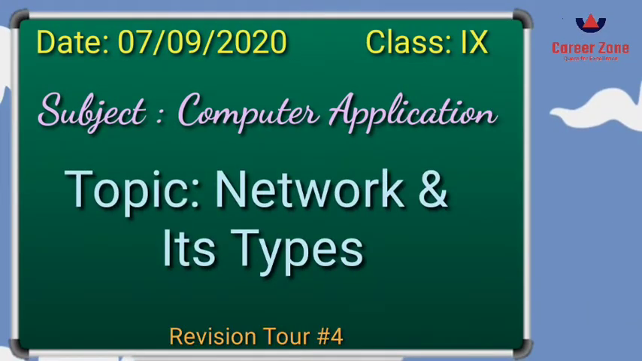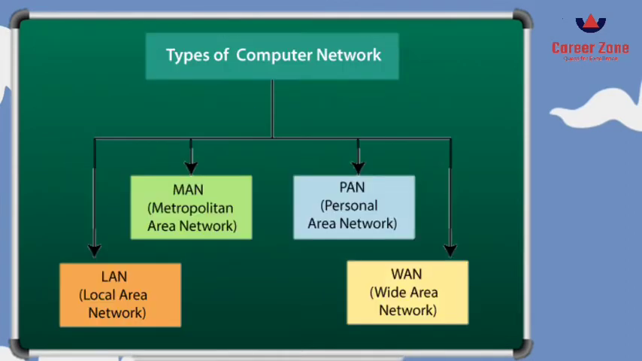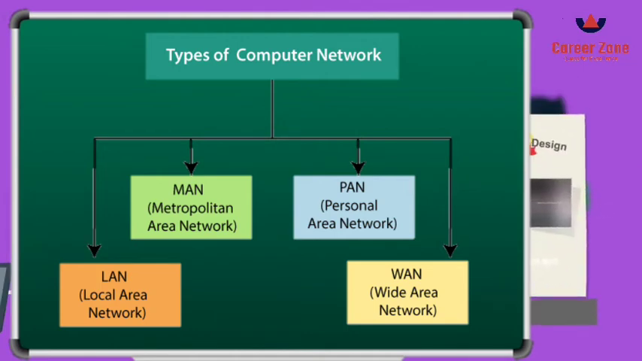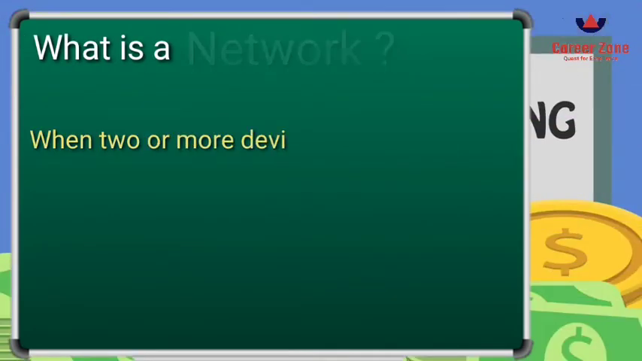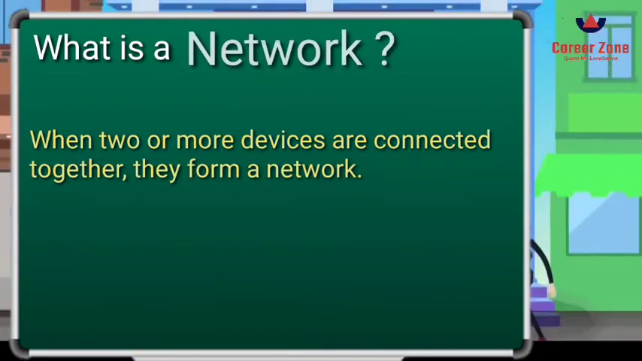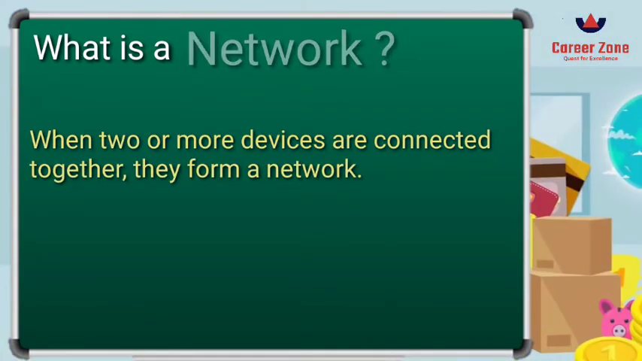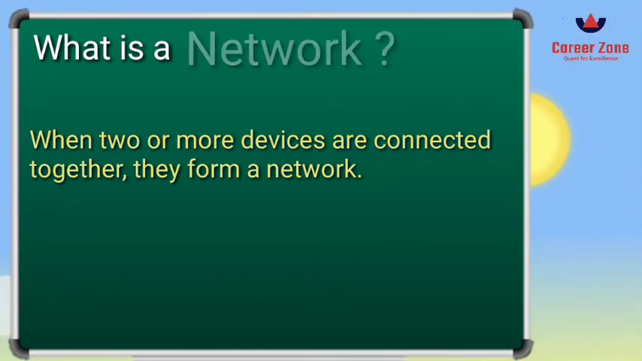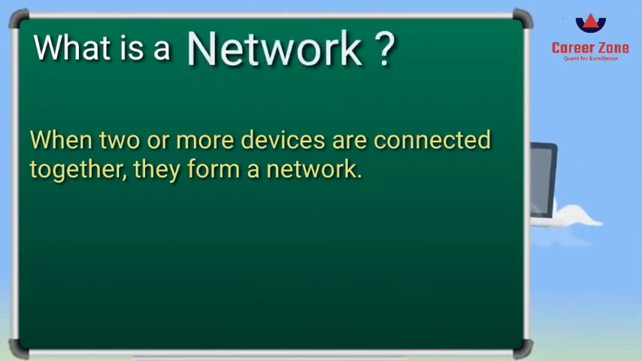So today in the revision tour I'll discuss the network and its different types. You can see in the diagram the different types of network, but before I begin I would like to tell you what a network is. Whenever two or more devices are connected together they form a network. It can be a mobile phone or a computer. Any devices which are connected together for sharing information and data, that is called a network.